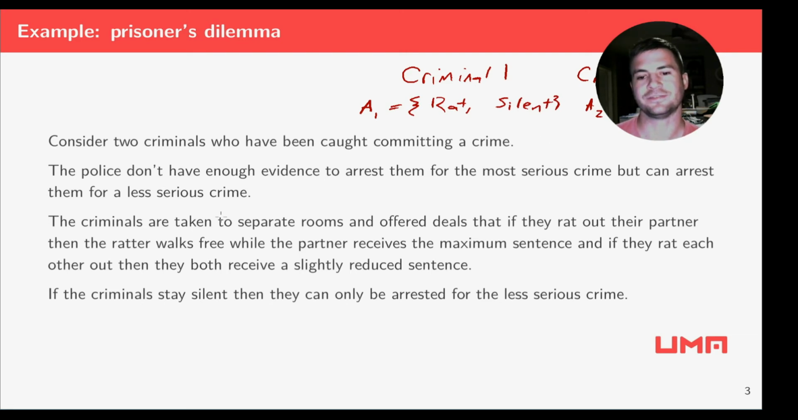The payoffs were specified here, where if you rat out while your partner stays silent, you get to walk away. If you rat out and your partner rats out, you both are convicted of the more serious crime but receive slightly reduced sentences. And if you're both silent, then you can only be arrested and held on the less serious crime. And we'll put numbers to these as an illustration in the next slide. Finally, we need a timing protocol. Because the prisoners have been separated and taken to separate rooms, we view this as the prisoners taking action simultaneously because they don't know what their partner is going to do.